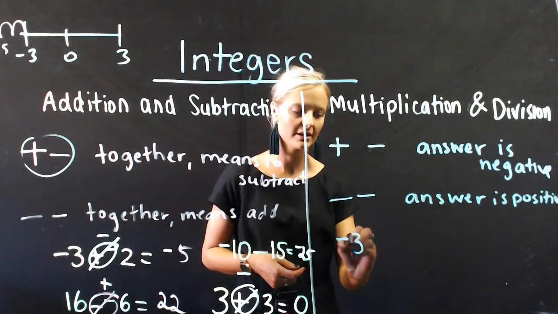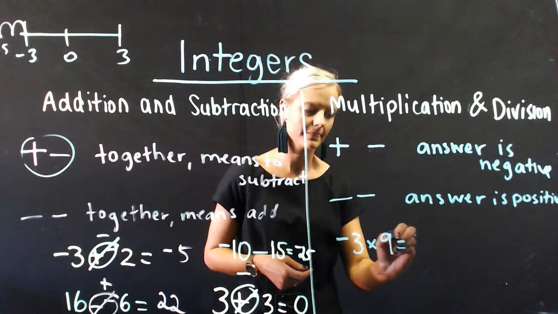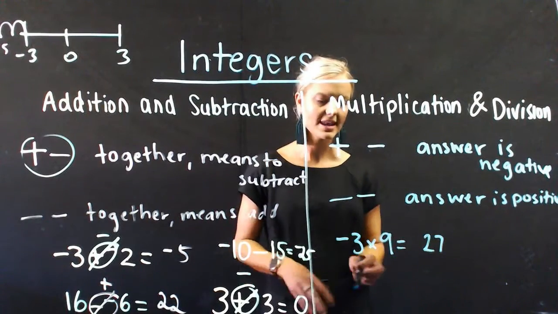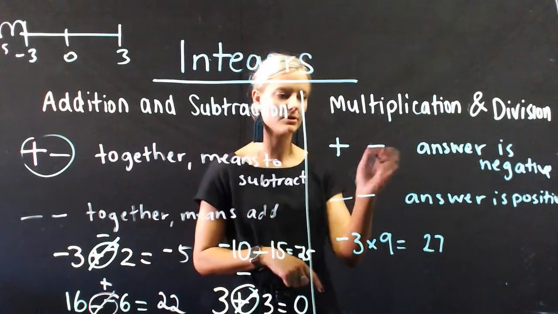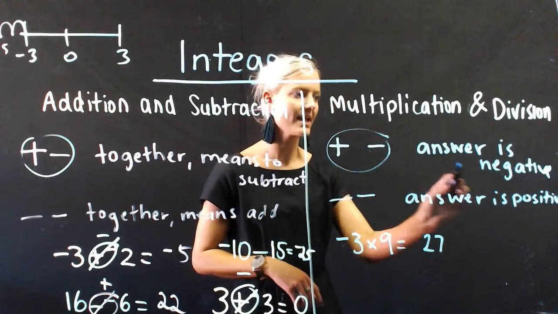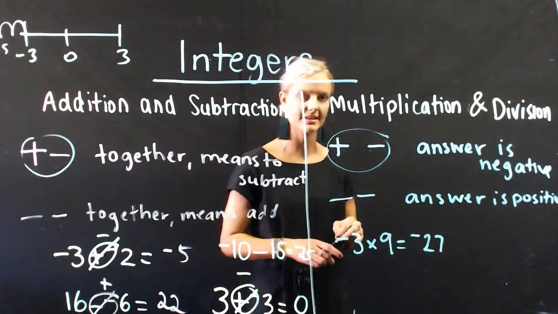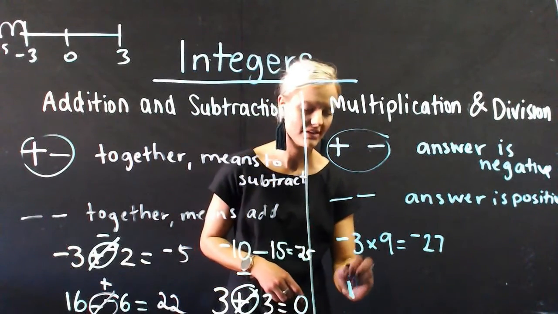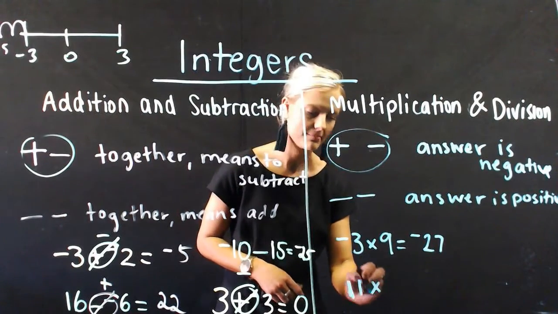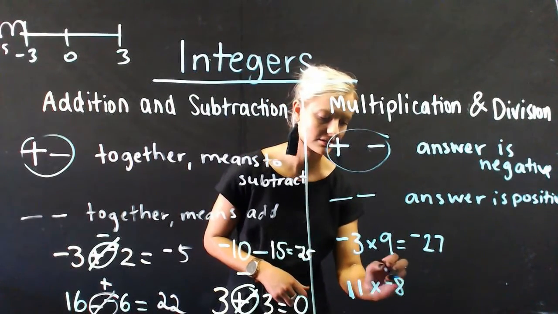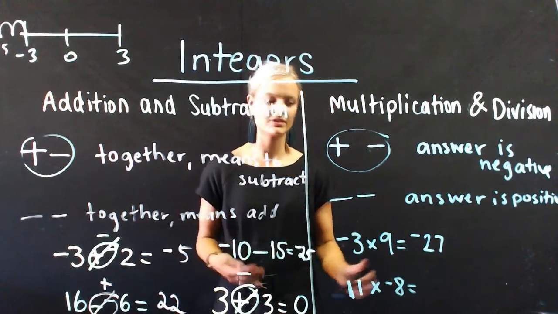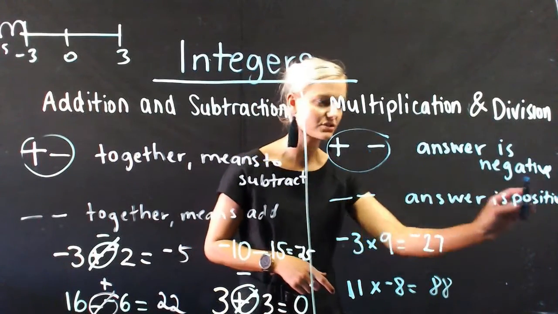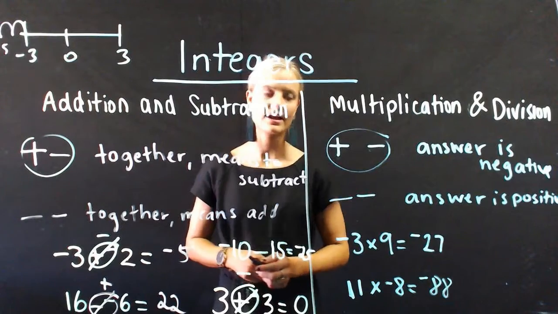We've got -3 multiplied by 9. Let's consider 3 times 9. 3 times 9 is 27. And now, one of them is negative and one is positive. My answer is going to be a negative answer. Let's do another example. Let's do 11 multiplied by -8. Let's consider what 11 times 8 is, 88. One of them is positive, one of them is negative. My answer is going to be a negative answer, -88.